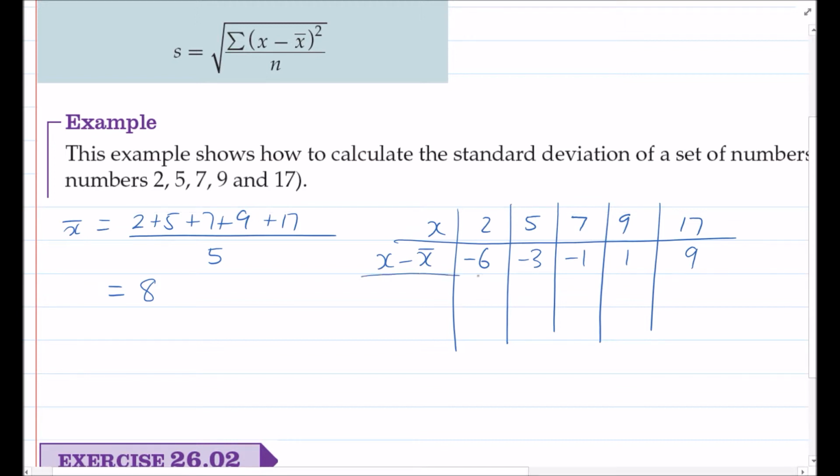And then we need to square each of these numbers so that we can substitute that into our formula. So we'll take that and square it. So negative 6 squared is 36. 9, 1, 1, and 81.